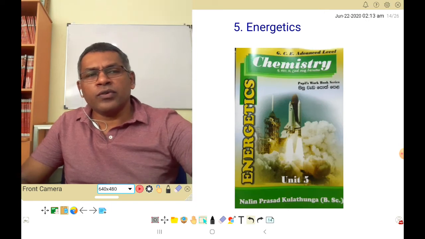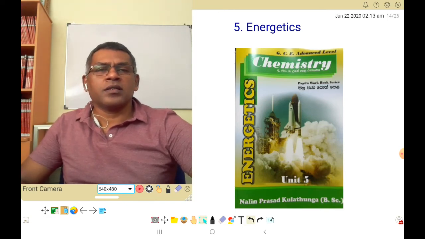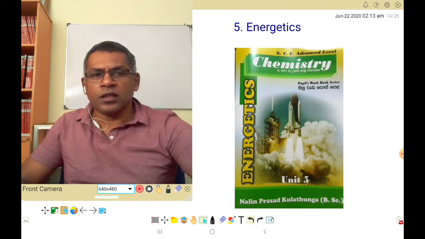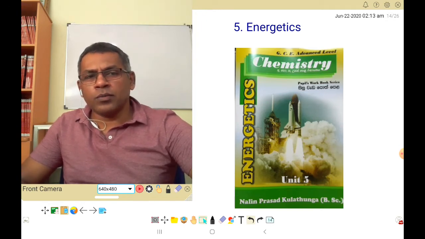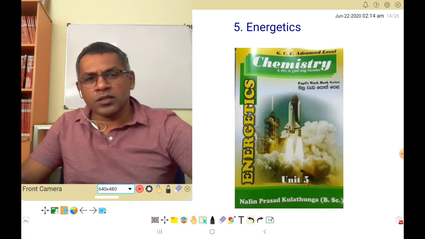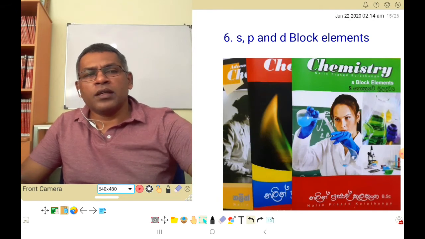And the fifth unit is energetics. Energetics is the energy changes that accompany chemical reactions. In certain chemical reactions, energy is released into the environment. But in certain chemical reactions, we have to put in energy. Energy is absorbed in certain chemical reactions. So that is our focus in the fifth unit. In the sixth unit, we will be learning about sp and d block chemistry.